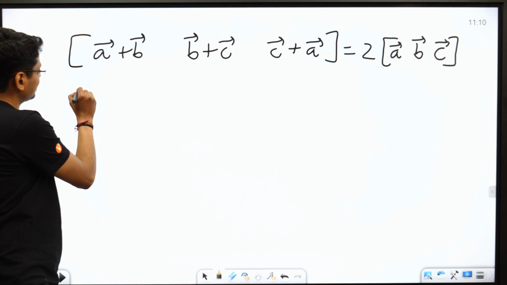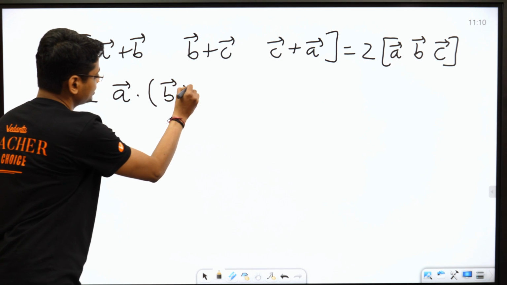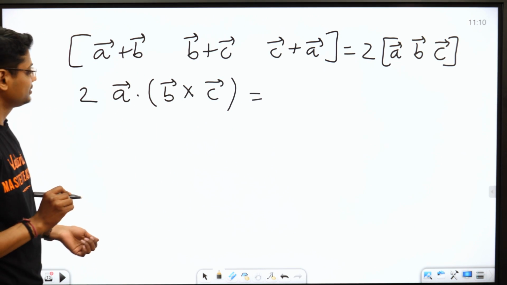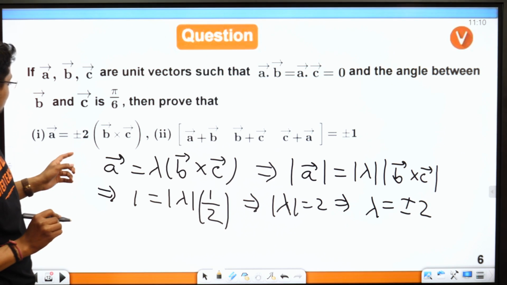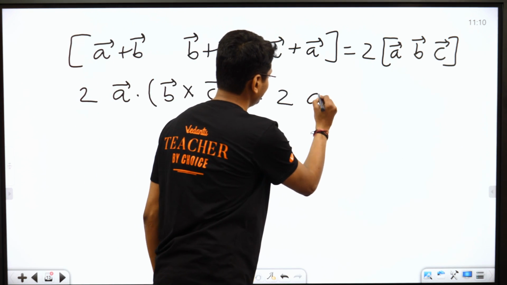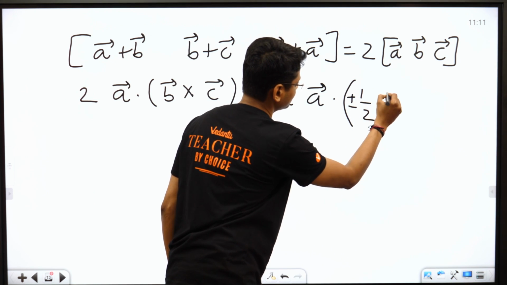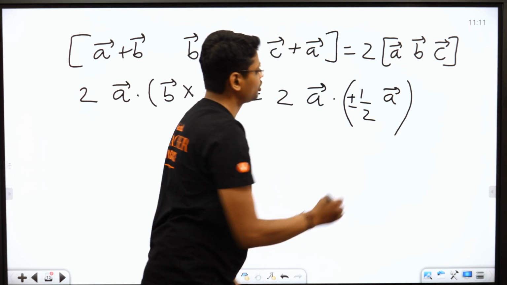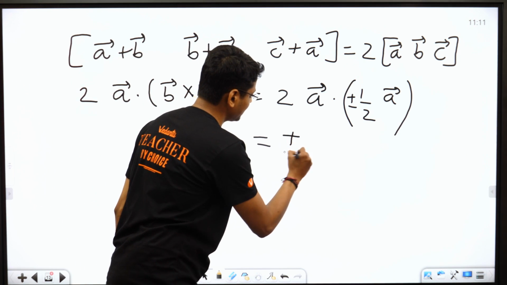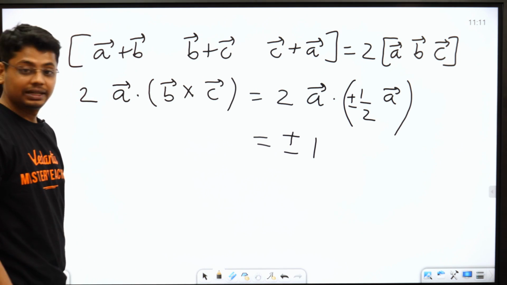So basically this is equal to 2 times A vector dot B vector cross C vector, and we know that B vector cross C vector is plus minus half times A vector. So this is 2 times A vector dot plus minus half times A vector, and A vector dot A vector is 1. Why? Because A vector is a unit vector. So this is equal to basically plus minus 1. Hence we have proved. Alright, let's move ahead.